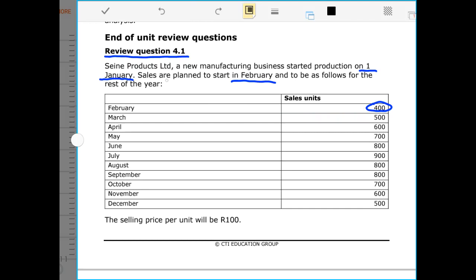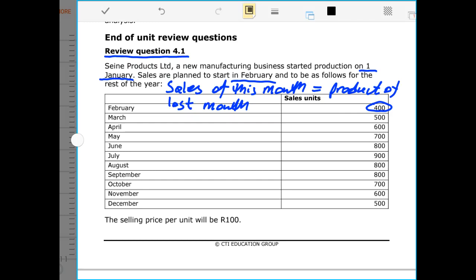That's what this means. Sales of this month equals production of last month. Sales of this month equals production of last month. So that's what this sentence means.